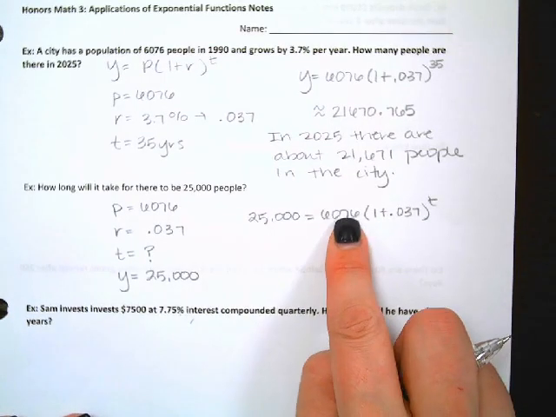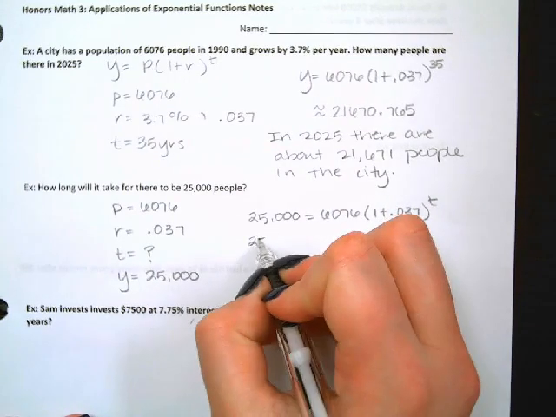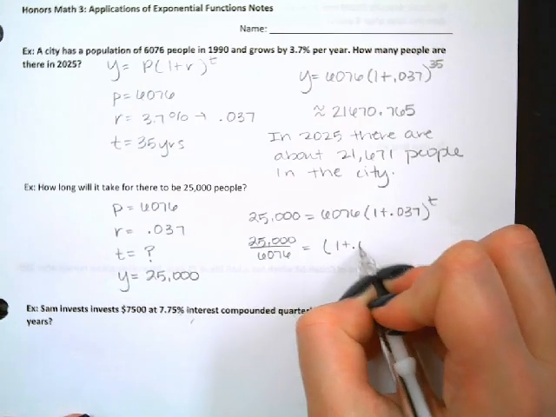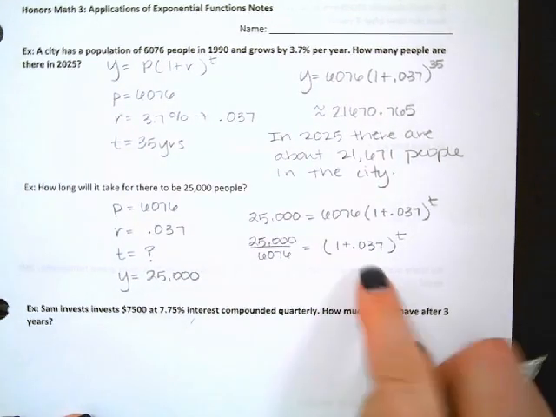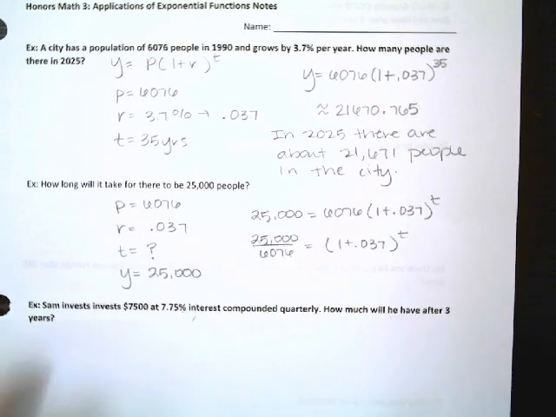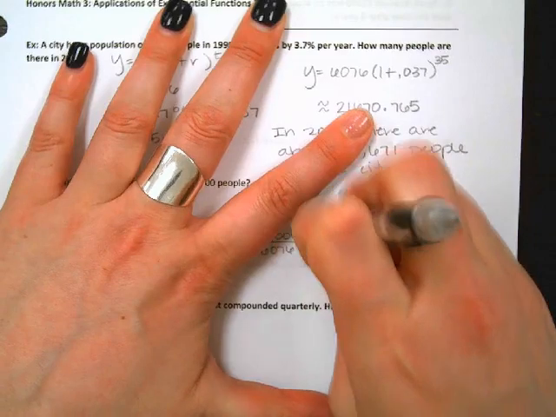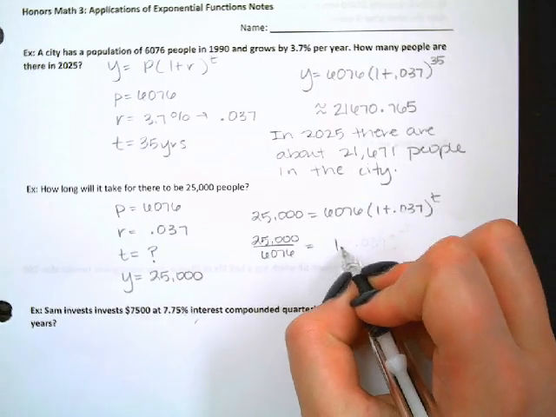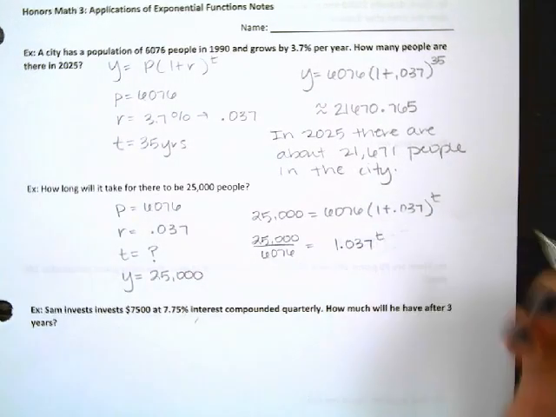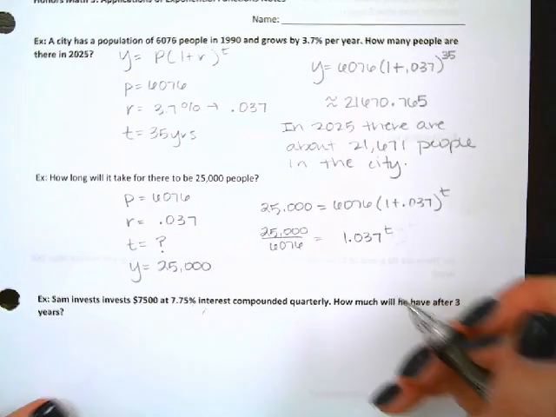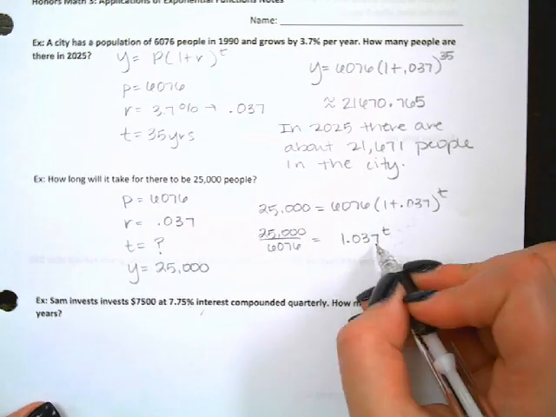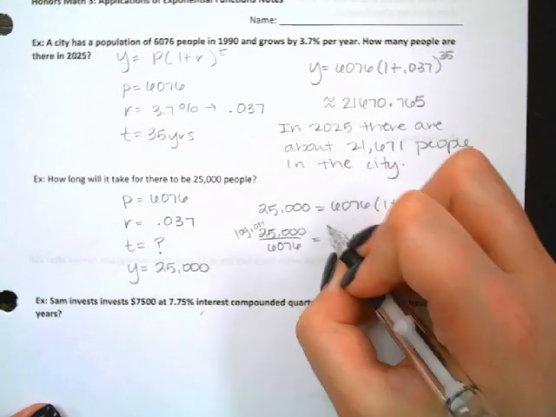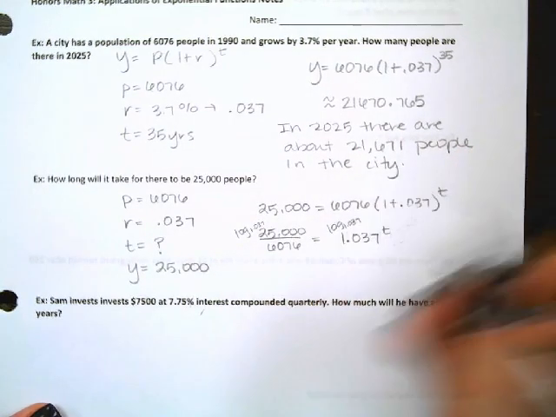So I need to go ahead and divide the 6,076 to the other side. And then I need to get rid of this. This is the base to the exponent. And actually, I'm going to go ahead and rewrite this because I can add those numbers together. Sometimes they're so messy, but even in this case, you clearly can. So 1.037 to the t. Here I need to get rid of the base so that I can solve for the exponent. And so I'm actually going to go ahead and log each side. I'm going to do log base 1.037, log base 1.037.